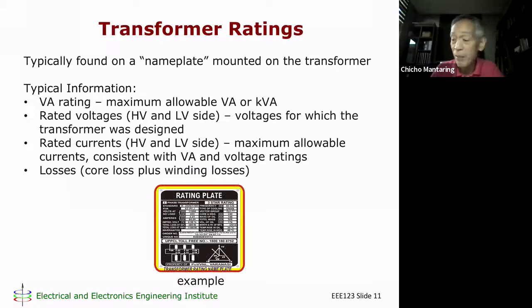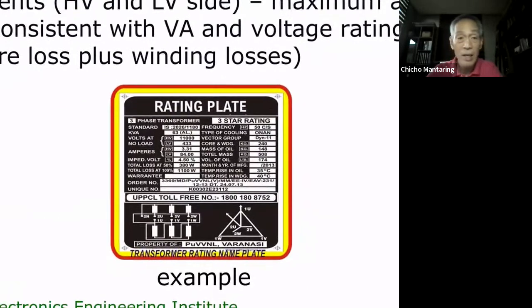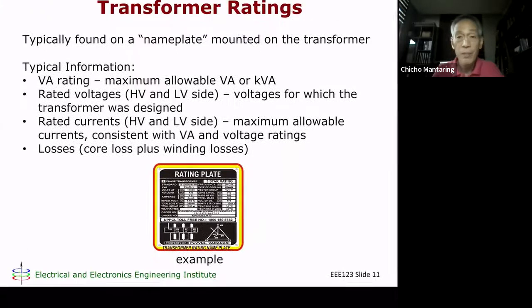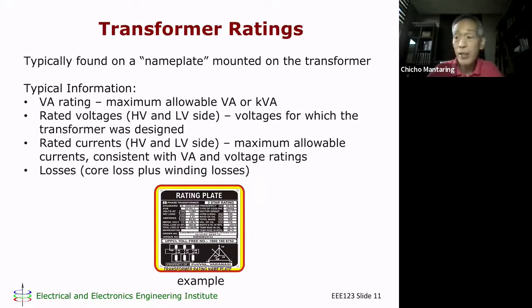So this is how a nameplate might look like. Ganyan yung parang itsura ng nameplate pag nakita nyo yung transformer. If I zoom into this, I don't know if you can see it well, but you can see the kVA, you can see the volts at no load, and you can see the amperes. That's the rated amperes, okay? And then it has some other information. It also has a diagram specifying the terminals and the different windings connected to the terminals. But the most important thing here is this information: kVA, volts, and amperes. Any questions with regard to transformer ratings?